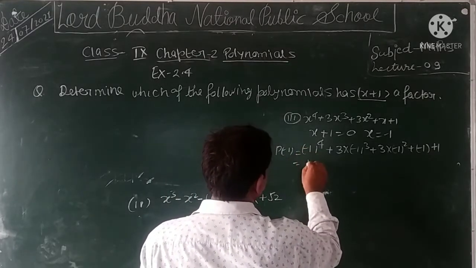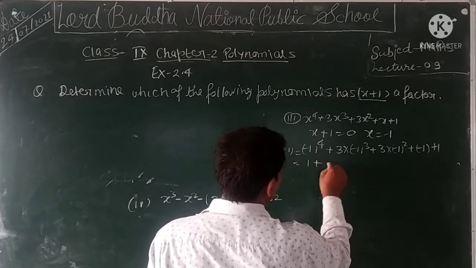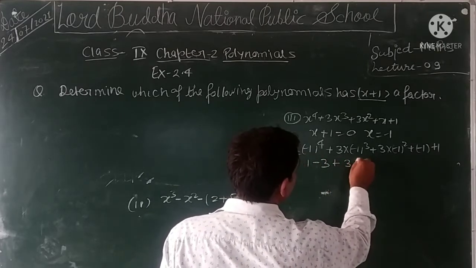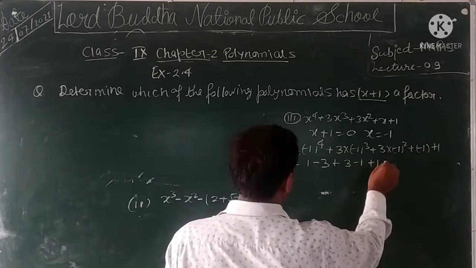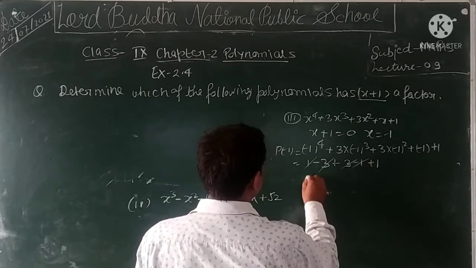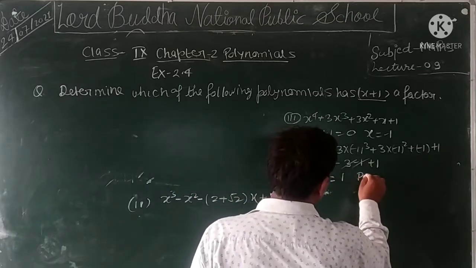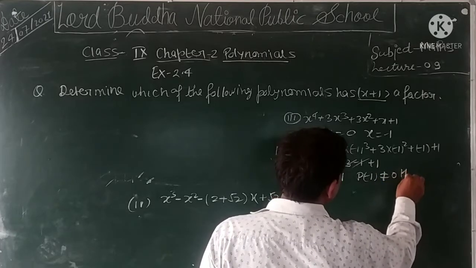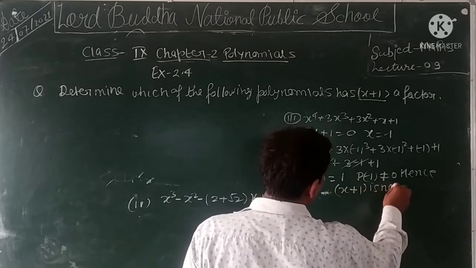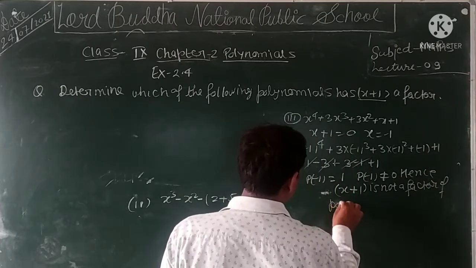Now see that minus 1 power 4 is 1, plus 3 into minus 1 cube is minus 3, plus 3 into minus 1 square is plus 3, then minus 1 plus 1. We see that 1 cancels out, minus 3 plus 3 cancels out. Again p of minus 1 equals 1. Here p of minus 1 is not equal to 0. Hence x plus 1 is not a factor of the polynomial.